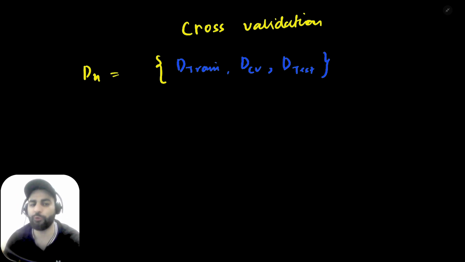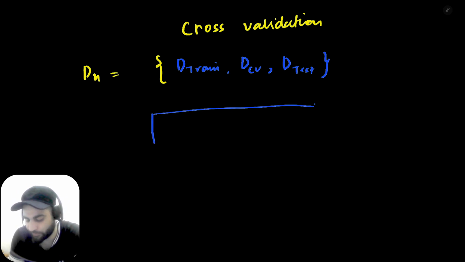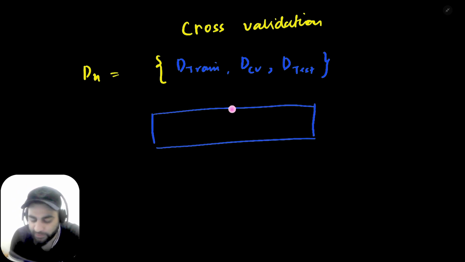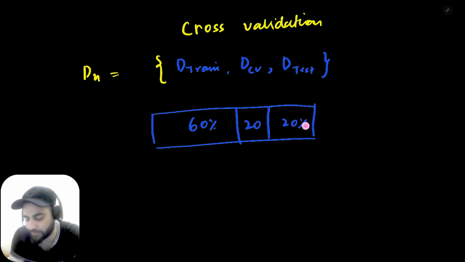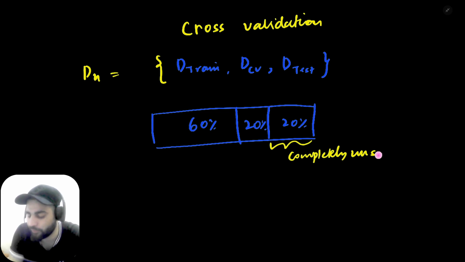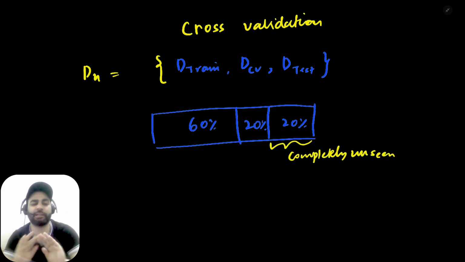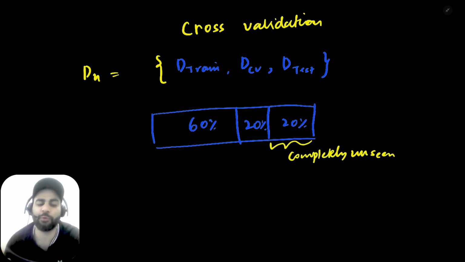So in this cross validation, what will we do? Let's suppose this was our data set. Now D-train is, let's suppose, 60% of the data, D-validation is 20%, and D-test is 20%. We'll keep this D-test as completely unseen. We will not do anything with it, just as if we did not have this data at all. We'll just work with these two data sets.